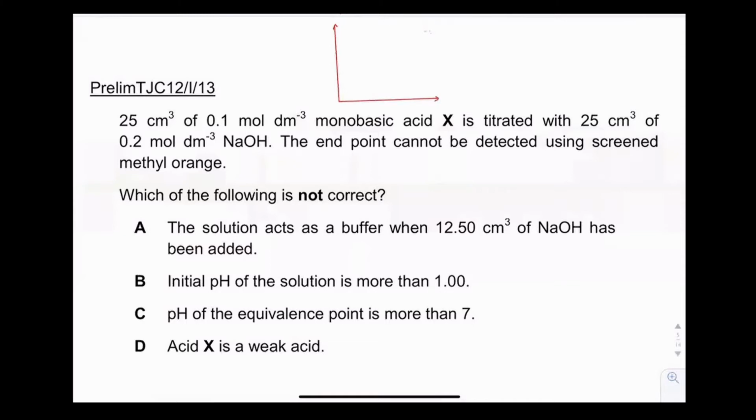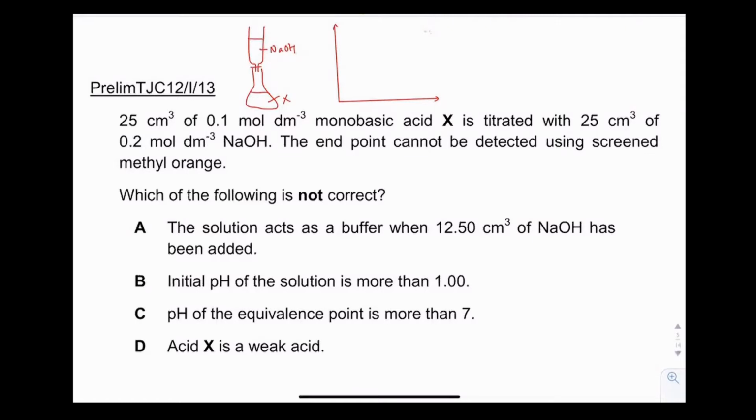So over here, 25 cm cube of 0.1 mole per dm cube of monobasic acid X is titrated with 25 cm cube of 0.2 mole per dm cube of NaOH. The endpoint cannot be detected using screened methyl orange. Okay, so over here, this means that I have my acid in the conical flask, so this is my X, and then I'm adding NaOH from the burette.